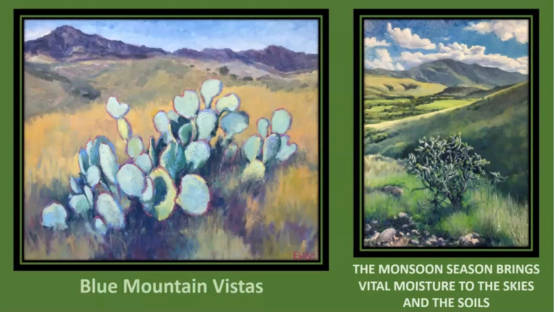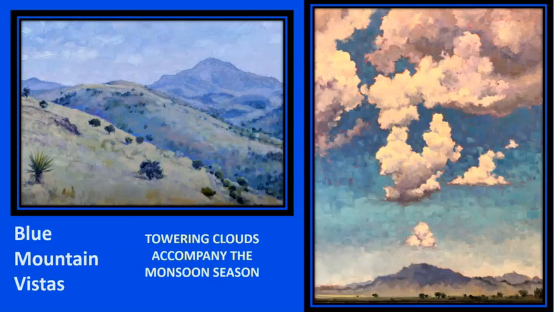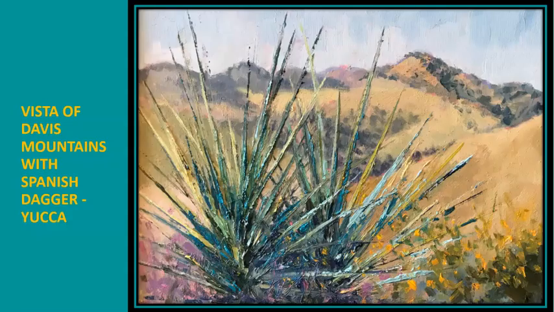The monsoon season brings vital moisture to the skies and soils, and the landscapes green up as shown on the right. Towering clouds accompany the monsoon season, providing dramatic skyscapes. When the rains cease, the landscape returns to its dusty habit.